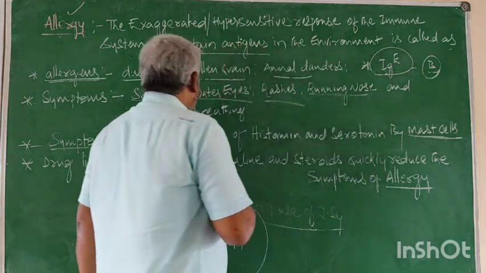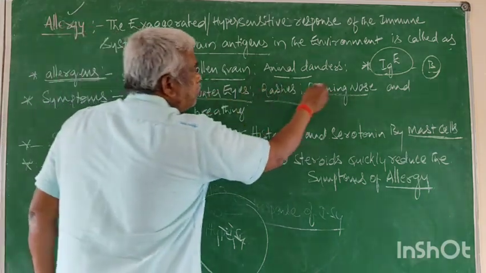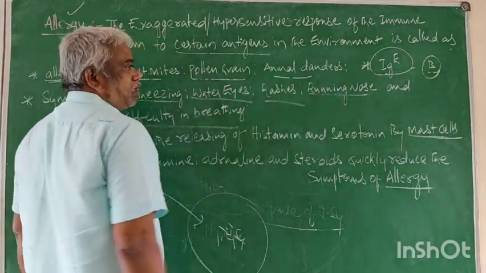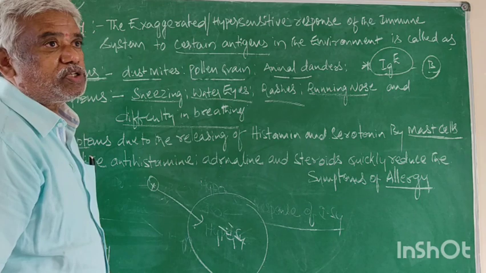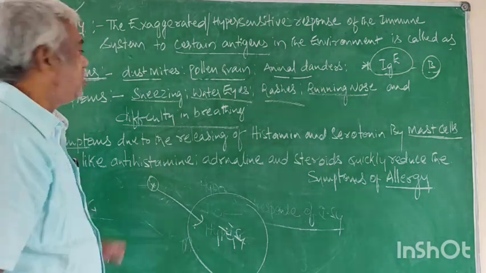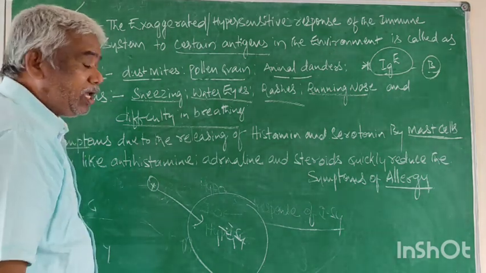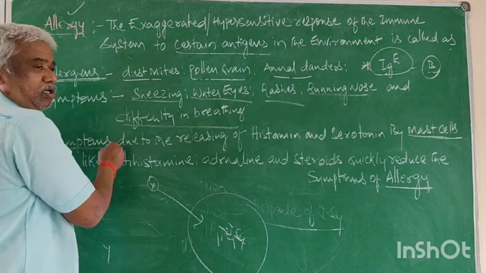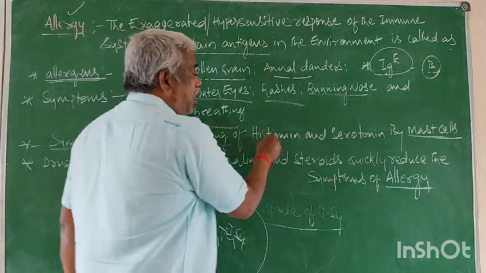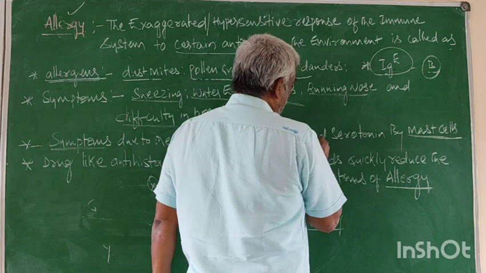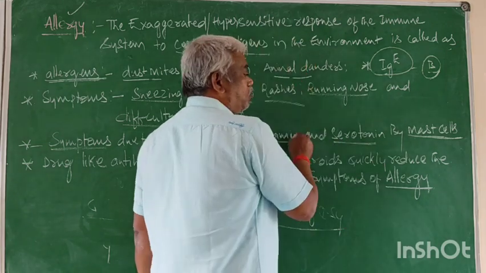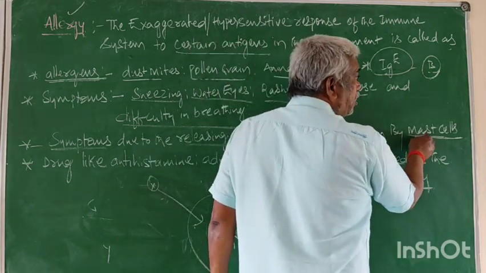Now come to the difficult breathing. 1, 2, 3, 4, 5. These 5 symptoms are definitely important. These are the symptoms of allergy. The symptoms are due to the release of histamine and serotonin. These are the two important chemicals produced by mast cells.